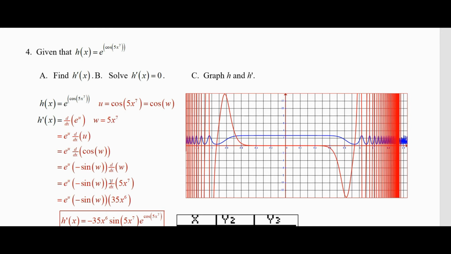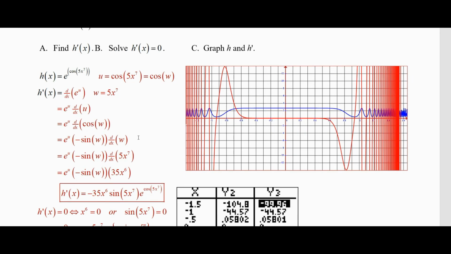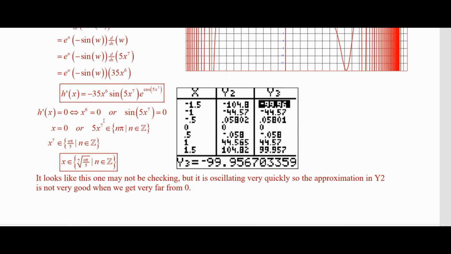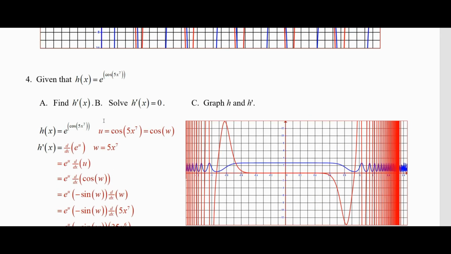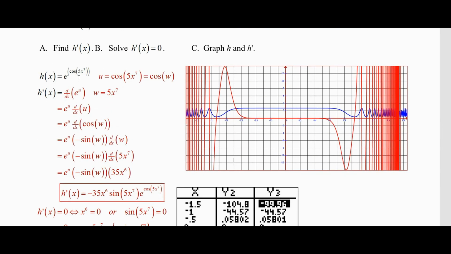Number 4, h of x is e to the power cosine of 5x to the 7th. Let's work this out. So here I'm going to have to end up using the chain rule twice. I'm going to have to do a series of 2 substitutions. So I'm going to let u be the power, cosine of 5x to the 7th. But I'm also going to think of w as being the 5x to the 7th. So the u is cosine of w.